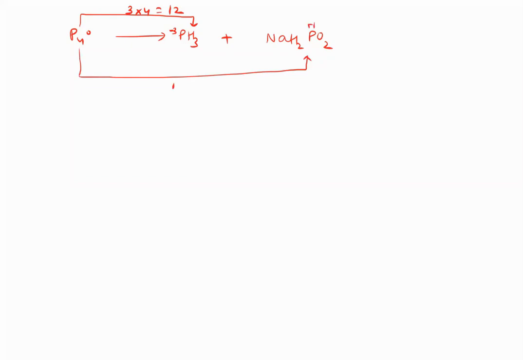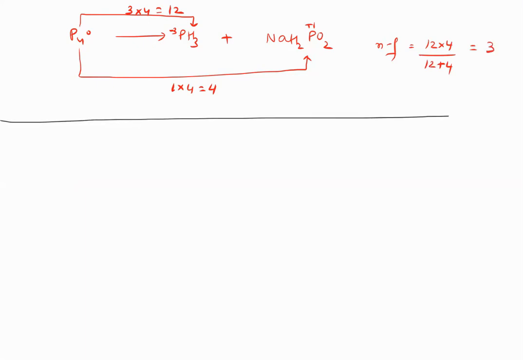Just doing one more example of disproportionate. If you have P4 and it converts to PH3 and NaH2PO2, N factor for this, it's going from 0 to -3. Change is 3, 4 of them, so 12. 0 to +1, change is 1, 4 of them, so 4. So your overall N factor becomes 12 into 4 by 12 plus 4. Answer is 3. So this is intramolecular where you have disproportionation.